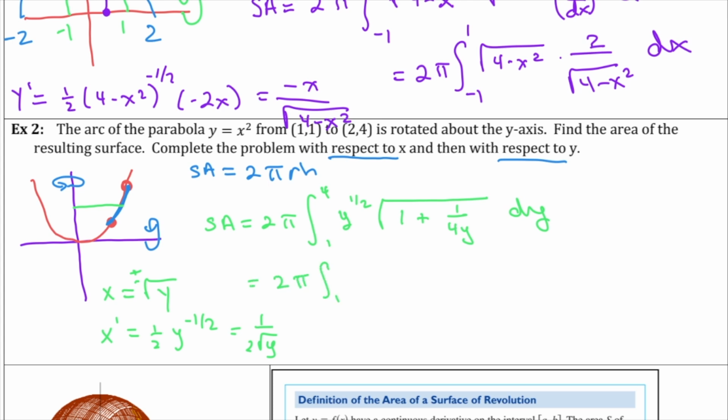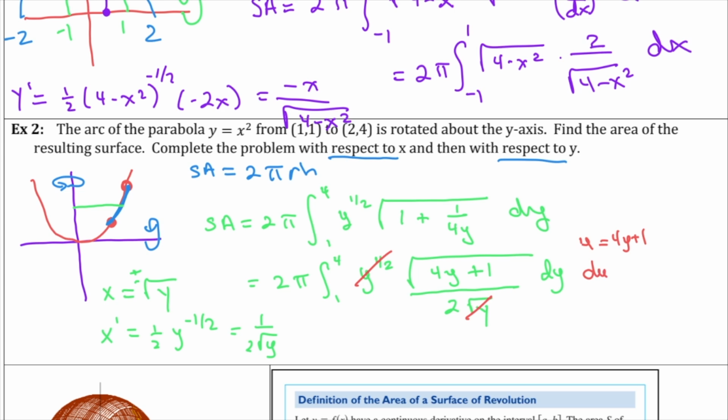So we have 2 pi from 1 to 4, y to the 1/2. Now when we simplify, we're going to rewrite this as 4y plus 1 divided by 4y. But when we divide by 4y, that's the same thing as dividing by 2 square root y. And lovely algebra happens. Oops, don't forget your dy. In order to integrate this problem, your square root y's will cancel. You're going to use u sub, where u is equal to 4y plus 1, and your du is 4 dy. And then you'll be able to integrate the rest of the problem.